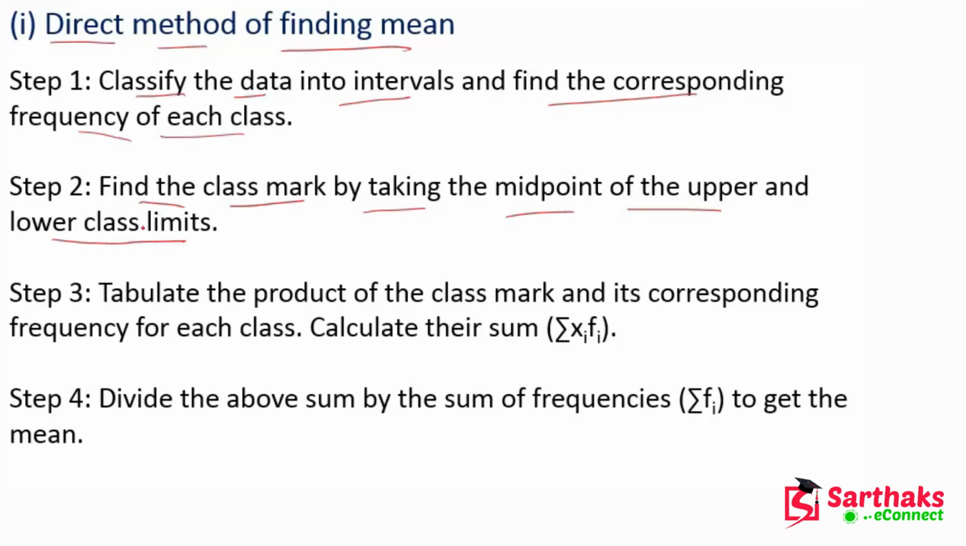In the second step we find the class marks. The class mark becomes xi. Then we find xi fi, the summation of xi fi, and the summation of fi. After this, we divide summation of xi fi by summation of fi to get the mean. So now let's do that.